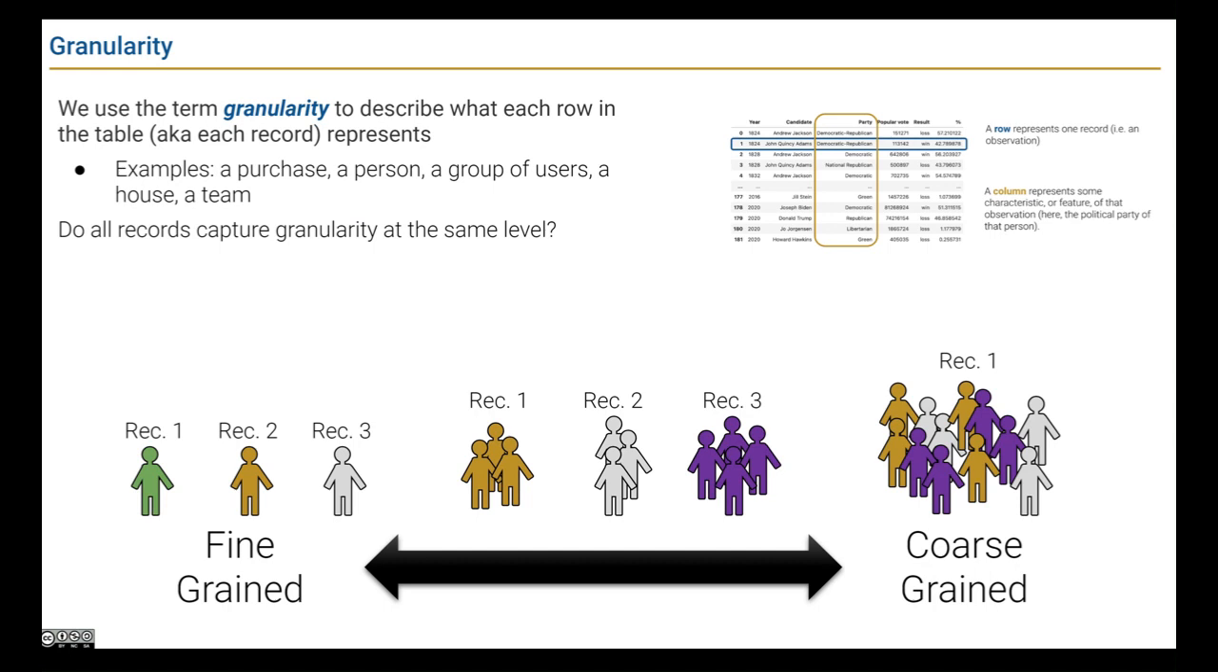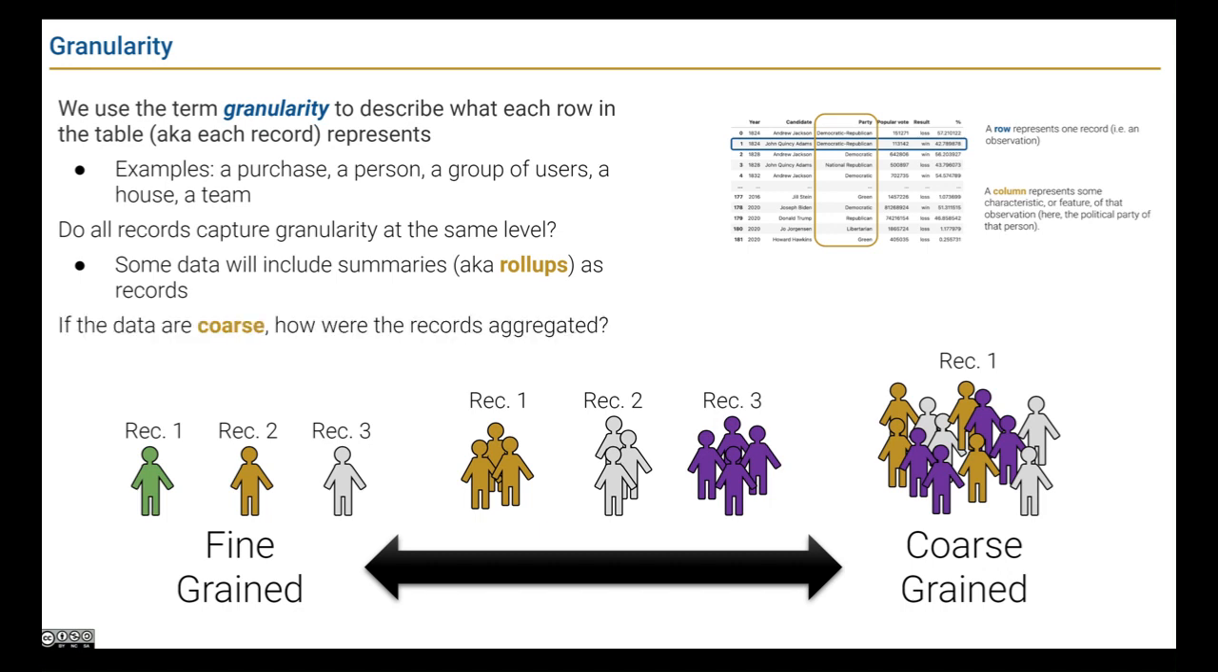And then we often want to check, do all records capture granularity at the same level, like we saw with this data frame where we didn't have granularity at the same level unless we excluded that first row. And then coarse data is basically some type of aggregation. The fine-grained versus coarse just means I may be aggregating data, for example, at the state level or at the yearly level. And it's important to keep in mind when you're doing your EDA how your data has been aggregated.